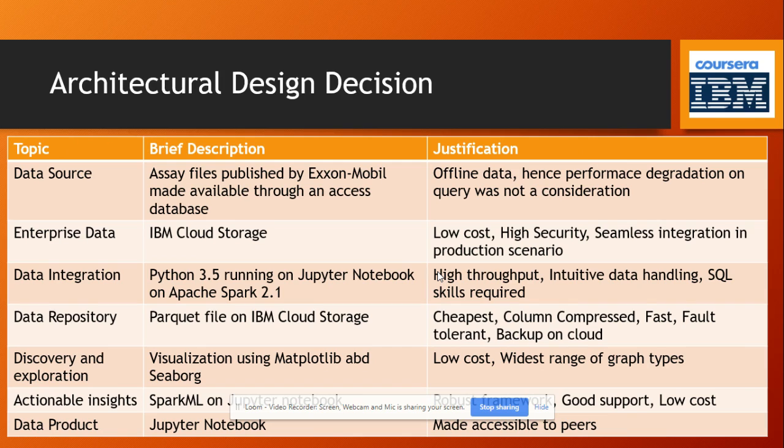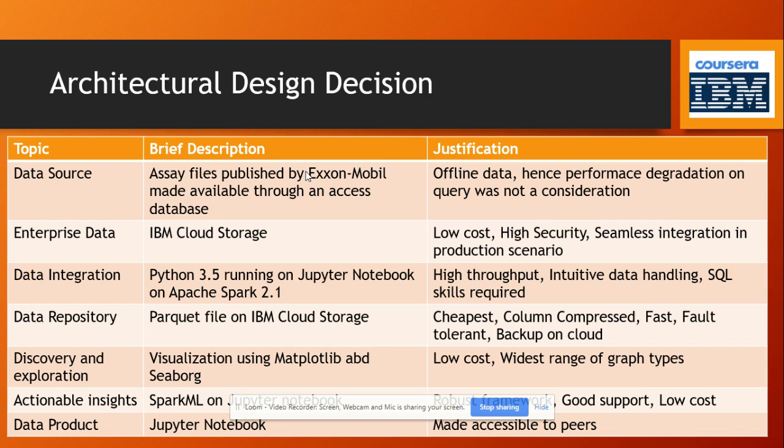So a brief discussion on the architectural design decisions. You can find the document attached in the project. Regarding the data source, we really didn't have much choice and didn't have much headache either, because it was offline data, and hence performance degradation during query was not a consideration. For enterprise data, we stored the partial results and the models in IBM Cloud Storage itself, because of the low cost, high security, and other benefits.